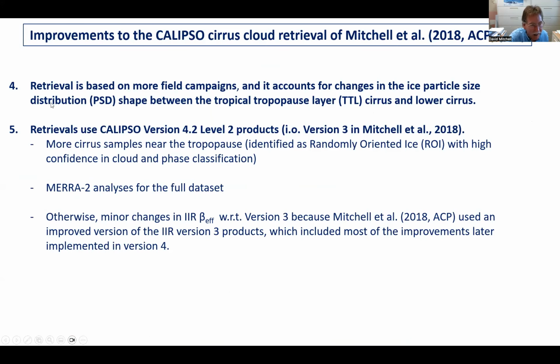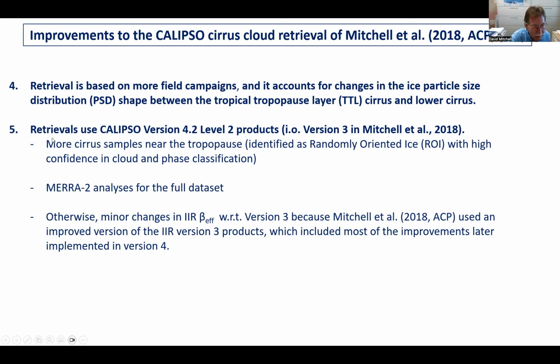So here are the other two improvements. We use more field campaigns in the tropics, basically, and it accounts for changes in ice particle size distribution shape between the tropical tropopause layer and the lower cirrus. I think some articles have mentioned this in the past. I know one by Blas Gasparini in 2017 talked about how above a certain layer you have tropical TTL cirrus, and then more anvil cirrus below that. So we had to account for that.